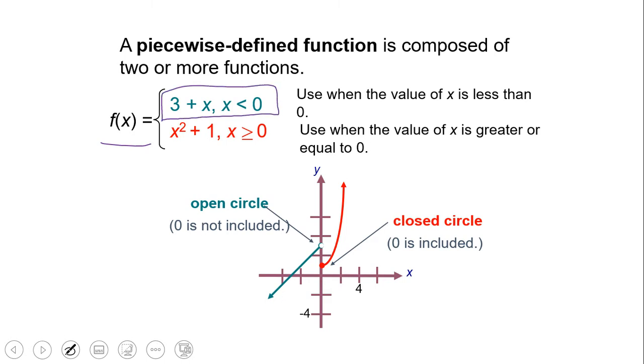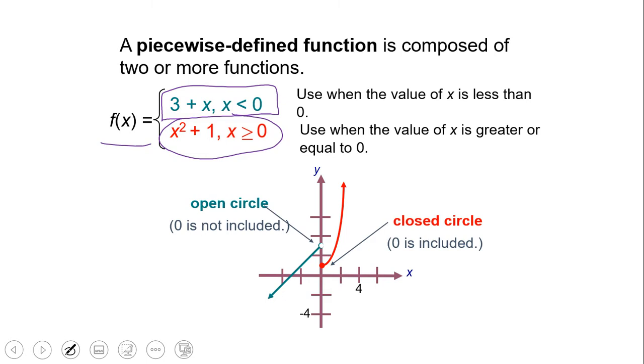So the first piece of this piecewise function is 3 plus x. That is, of course, a linear function. And that is only going to be true for the domain x is less than 0. Then you have the second part of your function here, that's part of a quadratic, and that's only going to be true when x is greater than or equal to 0.